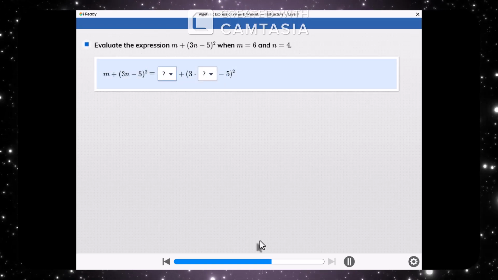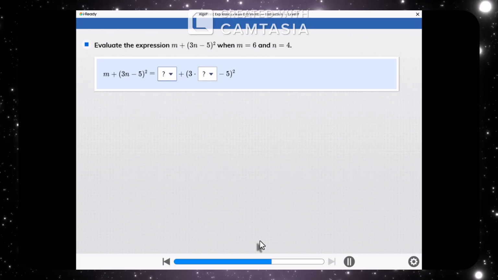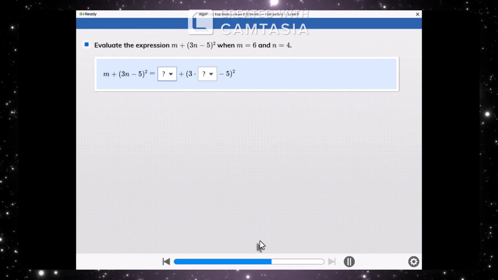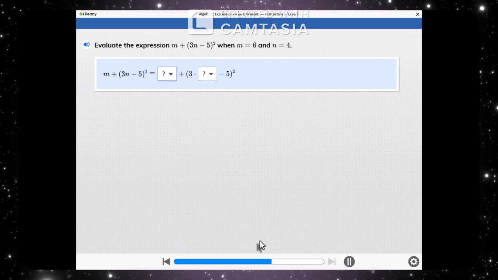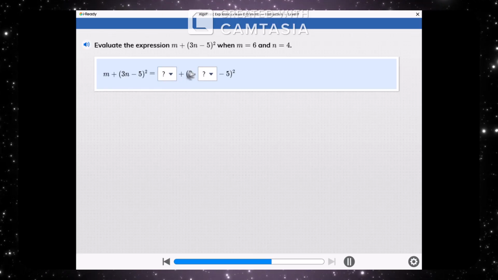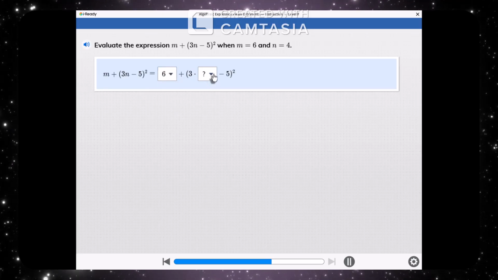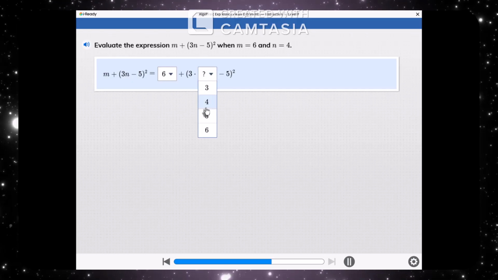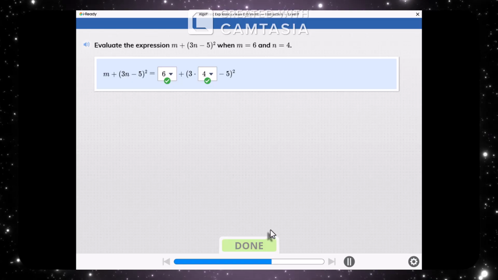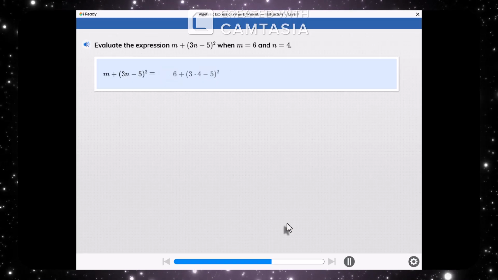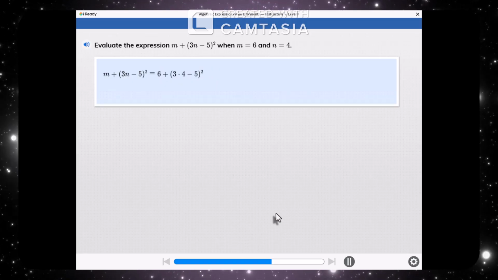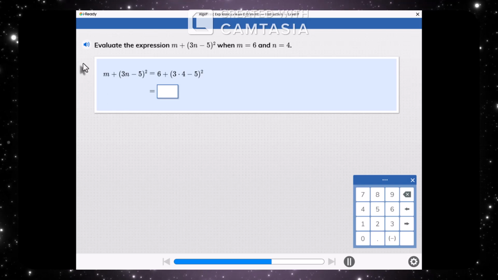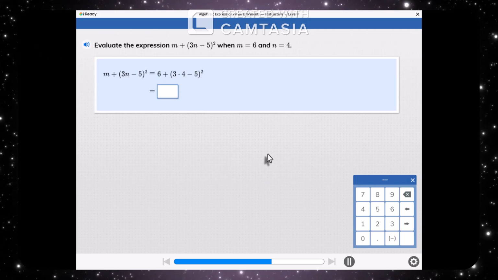Evaluate the expression m plus the quantity 3n minus 5 squared when m equals 6 and n equals 4. Okay. So then m is equal to 6 plus n is equal to 4. Next. Okay, let's do this. Okay, we just have to do the question. I was not expecting that, but okie dokie.